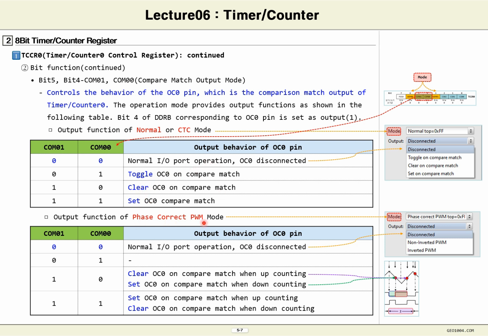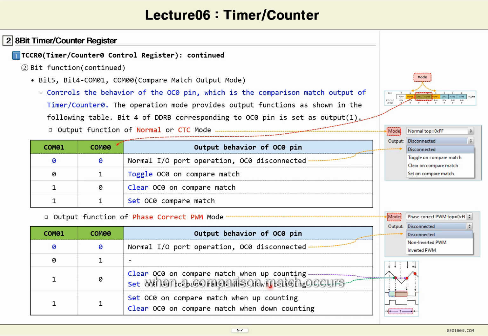This time, looking at the functions of COM01 and COM00 that are output to OC0 in the mode set to phase correct PWM. If it is 00, it only operates as a general I/O port, and OC0 becomes disconnected, and the output is blocked. In the case of 10 and 11, respectively. If it's 10, it is cleared when it encounters OC0 during upcounting. So, if you keep following along, you can see upcounting here. If you look at the purple arrow, you can see what the waveform was like. It's cleared. It means it went from high to low.